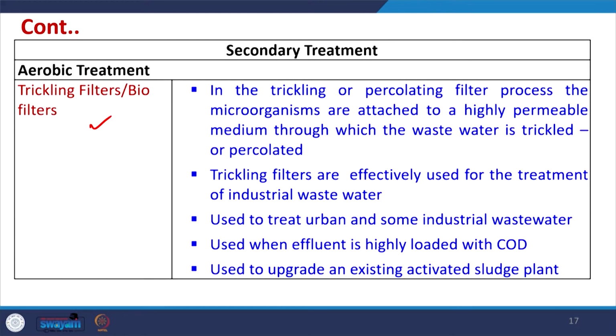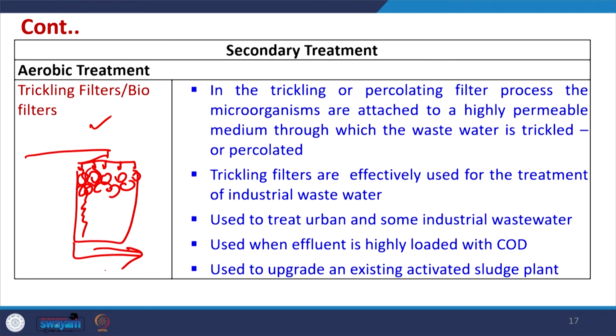Also trickling filters are biofilters. In this case there is a packed bed with packing materials, and on these packing materials there are biological films which are grown. Now, the water to be treated is distributed all along this bio tower or trickling filter and then the water trickles through, and the treated water comes out and is further taken for secondary clarification and further treatment. So, this is a trickling filter.